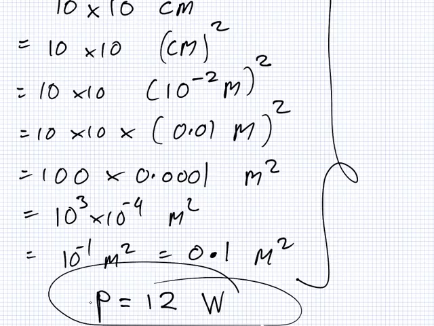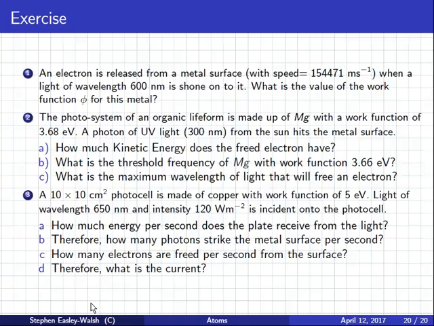Yes. Oh, good. Right, part two. Therefore, how many photons strike the metal surface per second? So what you need to do is work out how much energy is in one photon, and then you can get how many photons. So this question now is a bit like the example we did with the phone.